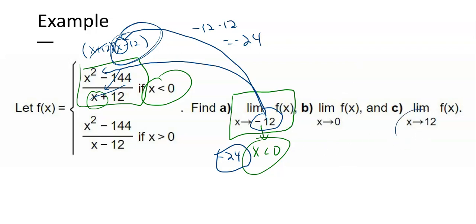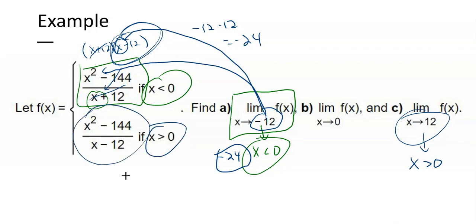The same thing happens on part C, right? Same dilemma. Here, x is greater than 0, so it satisfies this condition, so we use this equation. Again, this numerator factors as x plus 12, x minus 12. The denominator is x minus 12. So we reduce it first. The x minus 12s cancel out. You're left with x plus 12.